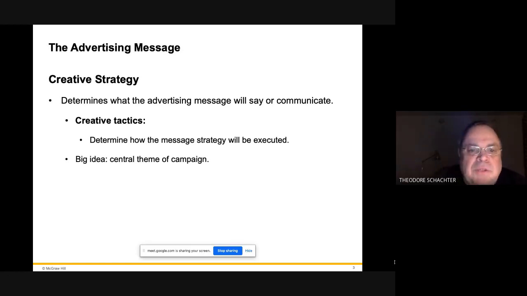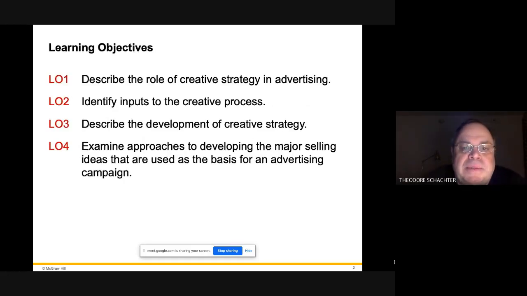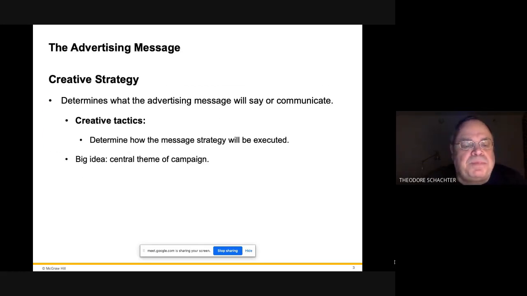So the things we're going to have to know about this chapter is what creative strategy is in advertising, how the creative process works, how we develop a creative strategy, and other things like a major selling idea that are used for the basis of an advertising campaign. Okay, so let's move forward.